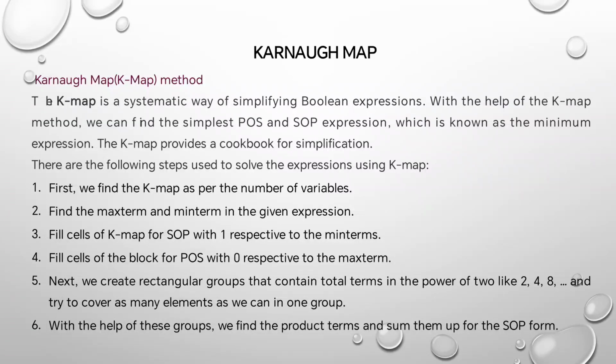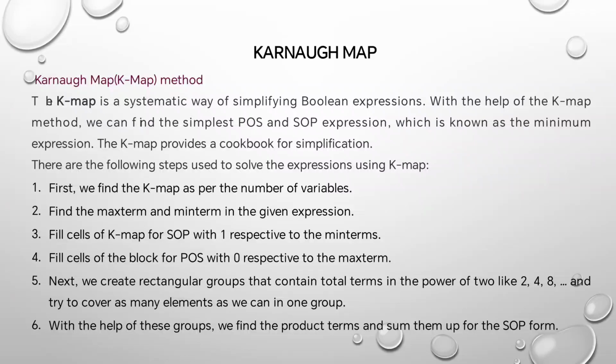Next we are going to see about the Karnaugh map. Karnaugh map is otherwise known as the K-map. The K-map is a systematic way of simplifying Boolean expressions. With the help of the K-map method, we can find the simplest POS and SOP expressions, which is known as the minimum expression. The K-map provides a cookbook for simplification.